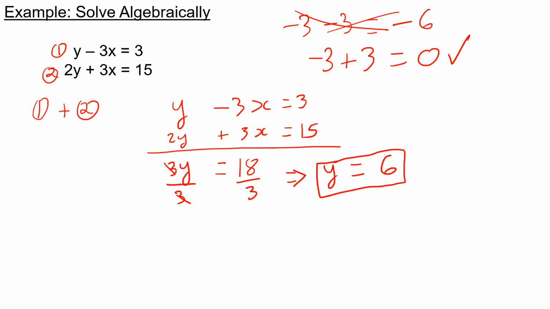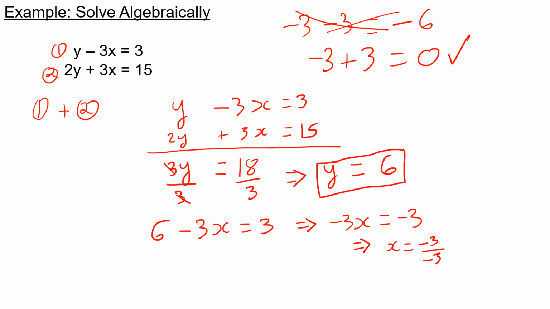So I can say that y take away 3x is 3. So 6 take away 3x equals 3. I can subtract 6 from both sides. So minus 3x equals 3 take away 6, which is minus 3. And now I can divide both sides by minus 3 to give me that x is equal to minus 3 divided by minus 3, which is 1. So my final answers would be x equals 1 and y equals 6.